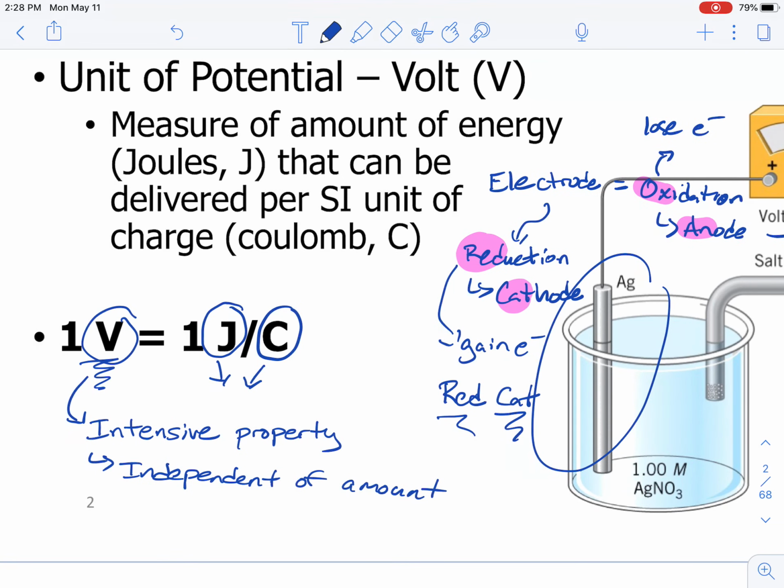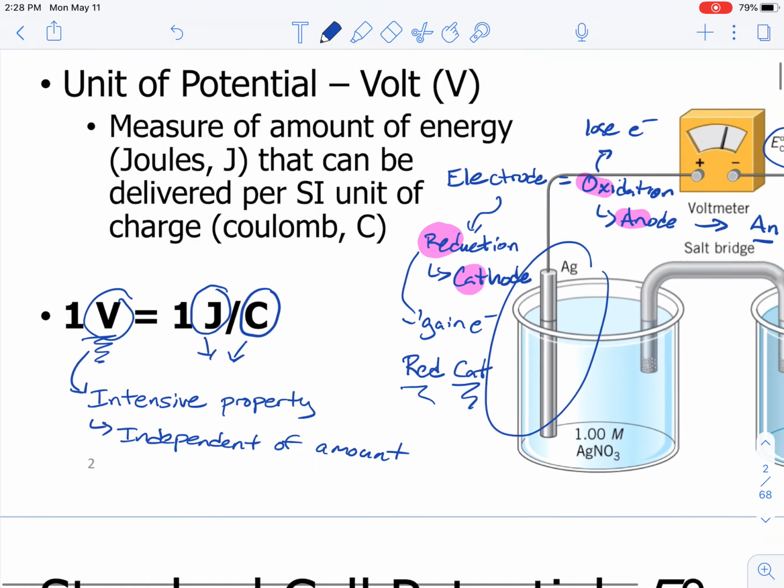But I thought it would be necessary for me to just bring it up in this slide, since we're talking about the unit of potential, which is volts.